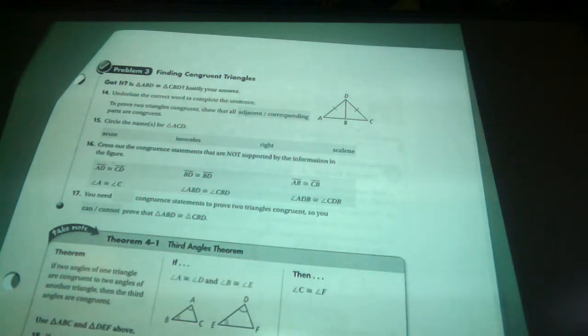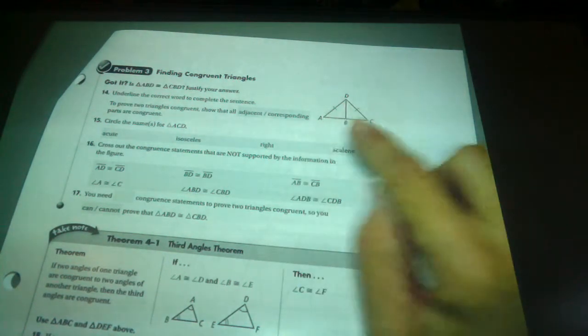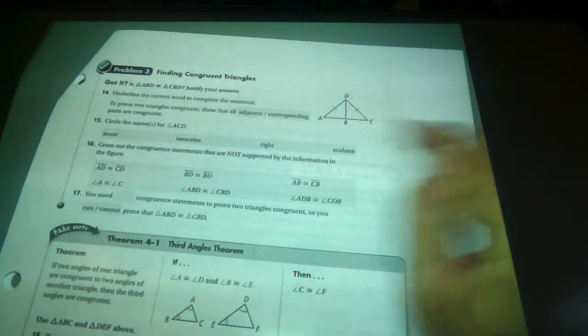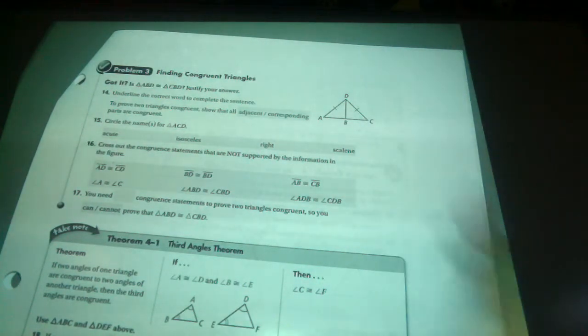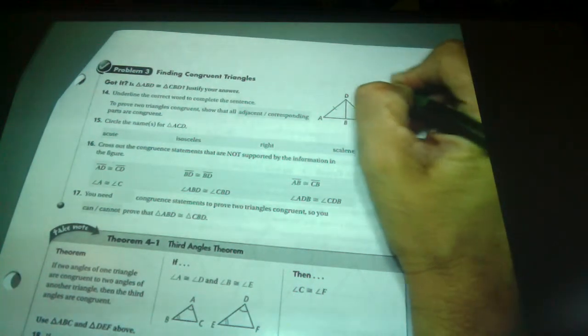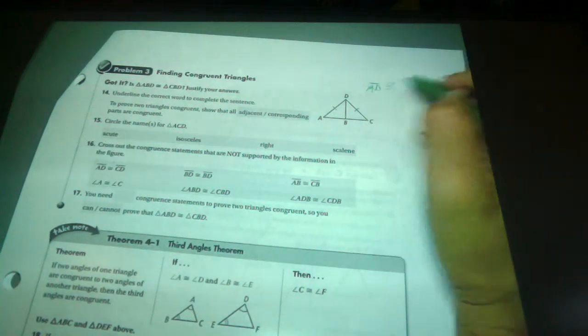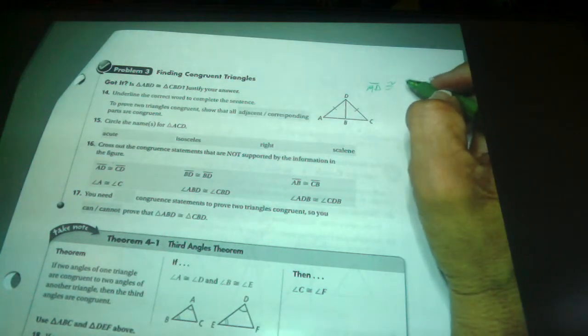is triangle ABD congruent to triangle CBD, and justify your answer. So if you look at the picture, what do you know from the picture? You mean side AB? Yeah, so I know that side AB is congruent to side DC. And we're going to call it CD.